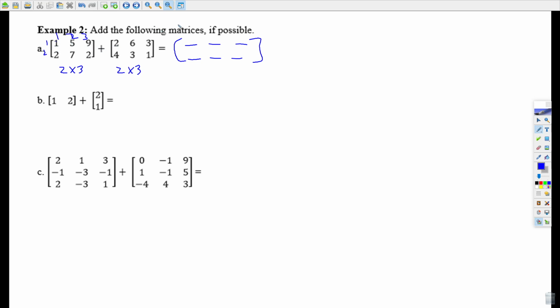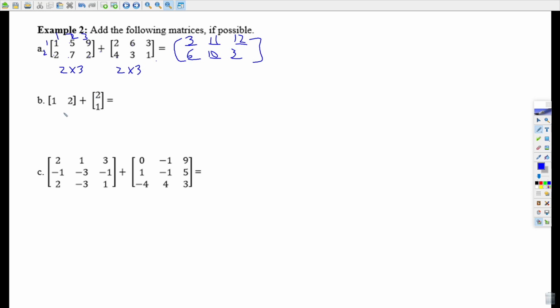So we do 1 plus 2 is 3. 5 plus 6 is 11. 9 plus 3 is 12. Go down to the bottom. 2 plus 4 is 6. 7 plus 3 is 10. Just a bunch of addition. 2 plus 1 is 3.